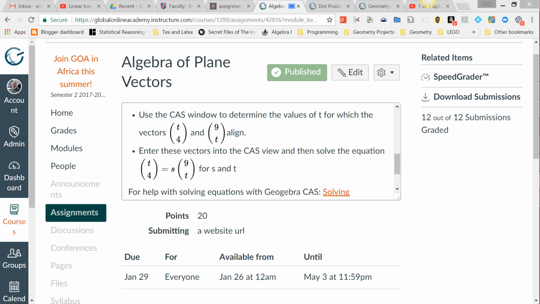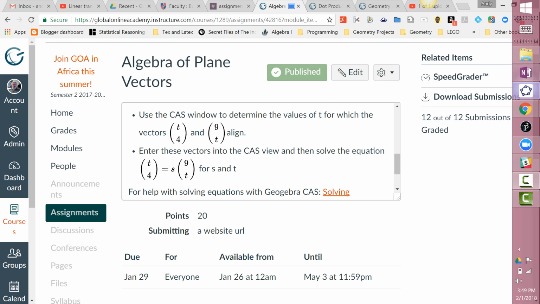So it makes sense to use the CAS view to solve the equation: when is t over 4 equal to s times 9 over t, for some values of t and s? Those are, of course, scalars. So I'm going to do that in GeoGebra for you.